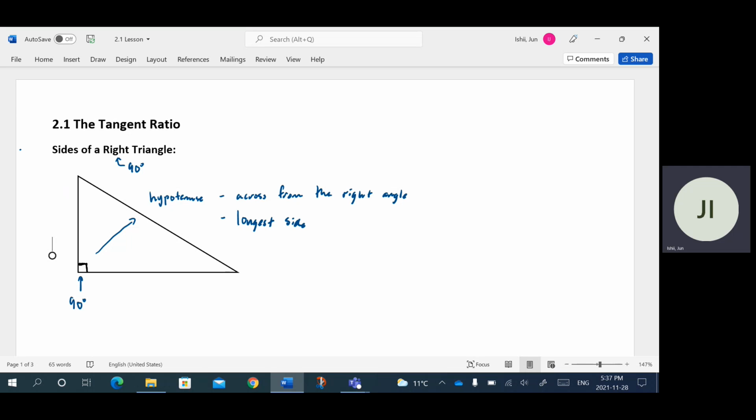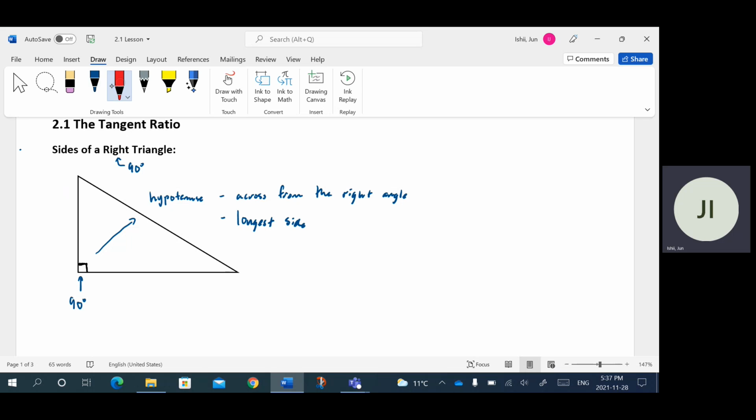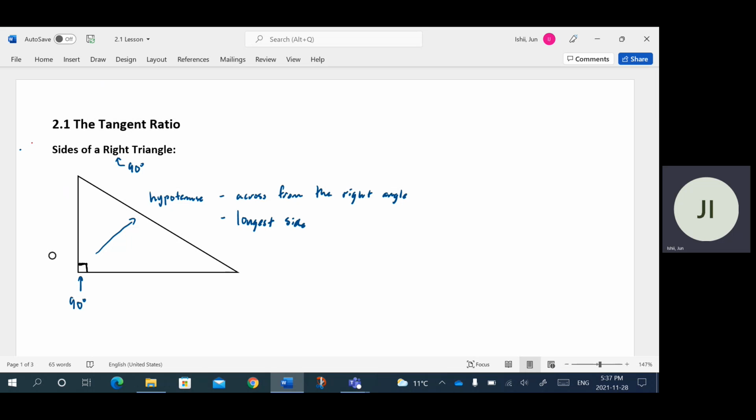Now, the other two sides that you may or may not have heard of before depend on which angle you're actually working with. So let's say, for instance, you're asked to find this angle here, the red one. Then you would label the side across from it as the opposite side, and you would label the side next to it as your adjacent side. Which hopefully makes sense: opposite means across from, and adjacent means next to.